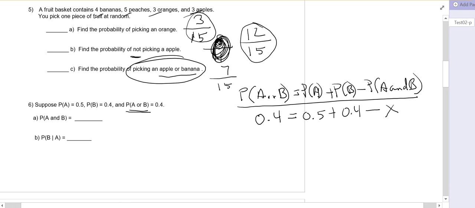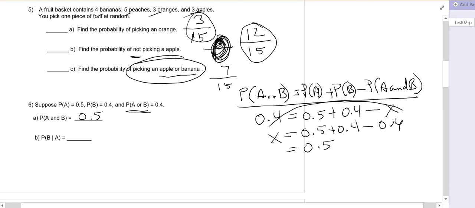That's what I want. But this is a linear equation. I can solve for x. X is 0.5 plus 0.4 minus 0.4, right? Bringing the 0.4 over across. So x is equal to 0.5. So the probability of A and B, 0.5.